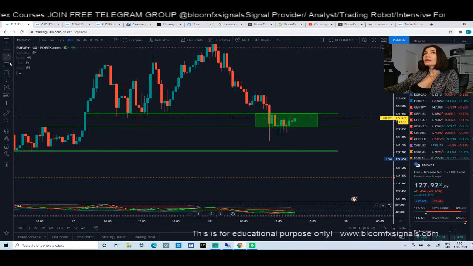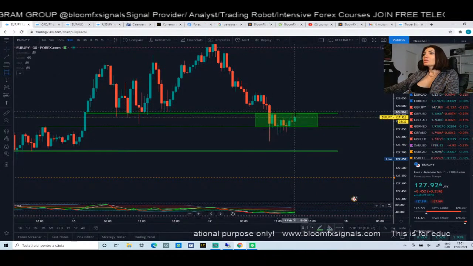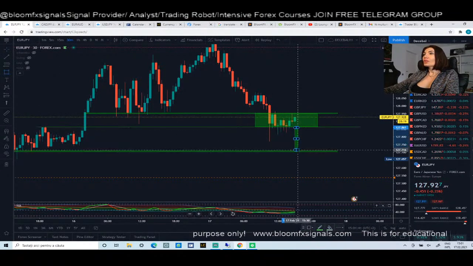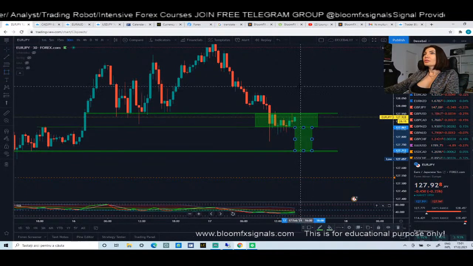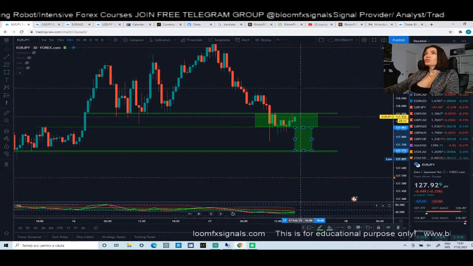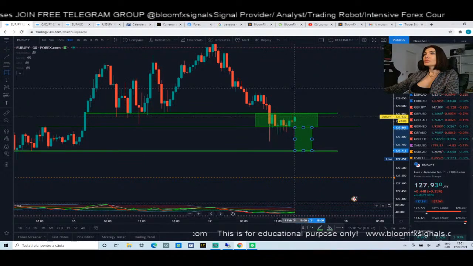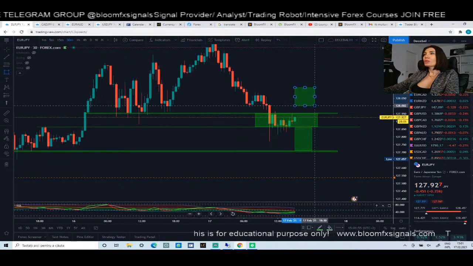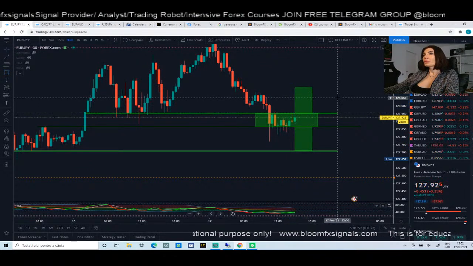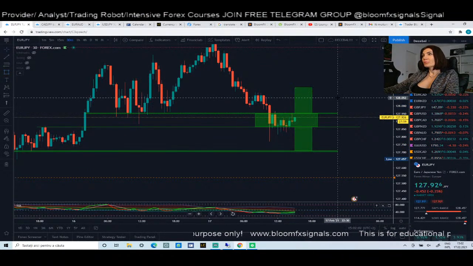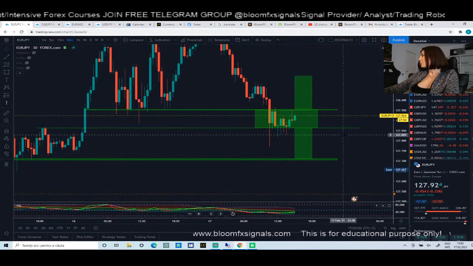So you trade only these areas, okay? So you trade only this one, and you can trade, let's say, max to this zone, okay? So it's something like this one, okay? It's simple. So here, no trade, it's ranging, okay?